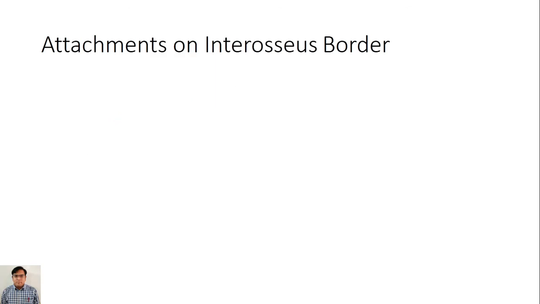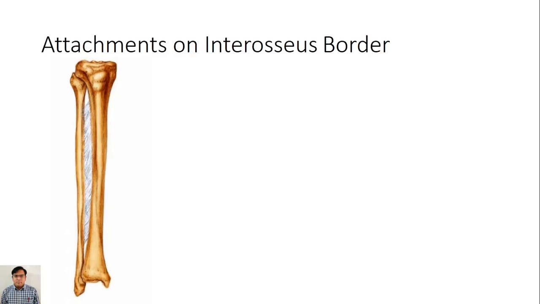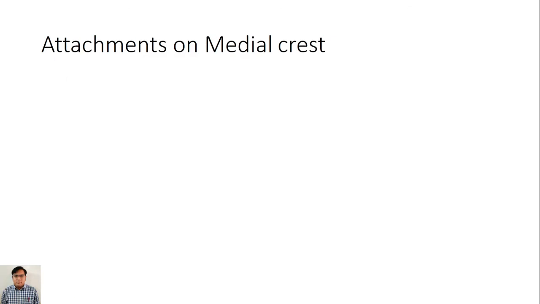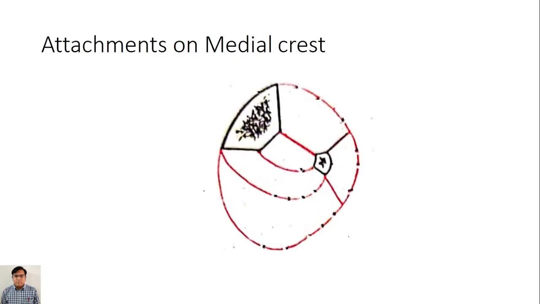Now the attachments on the interosseous border. There is attachment of the interosseous membrane. This is the interosseous membrane, and on the cut section the green line is the interosseous membrane. Now the attachments on the medial crest. The medial crest gives attachment to the deep transverse septum. This is the deep transverse septum.